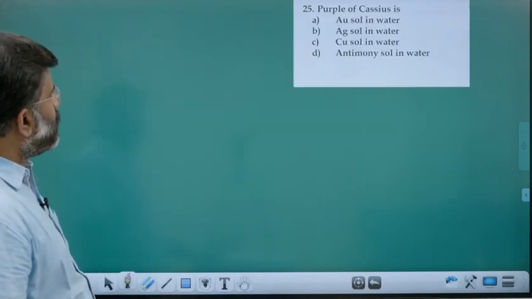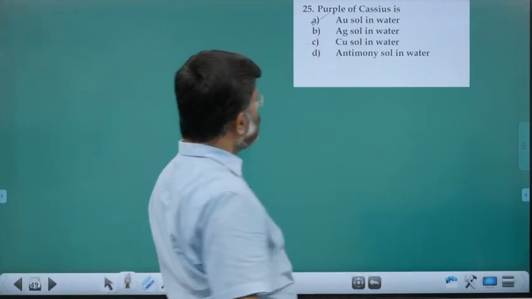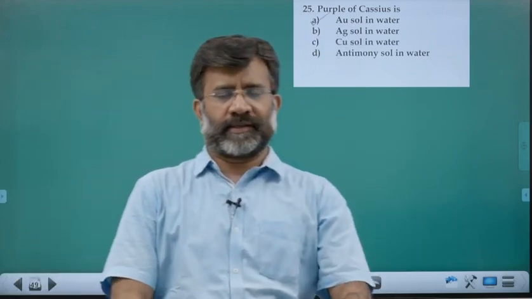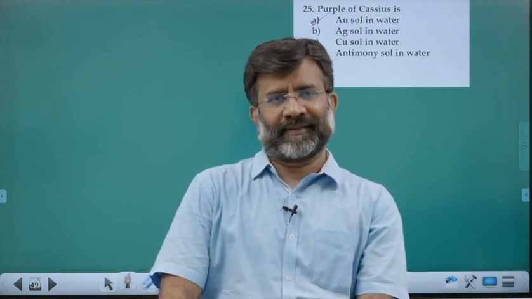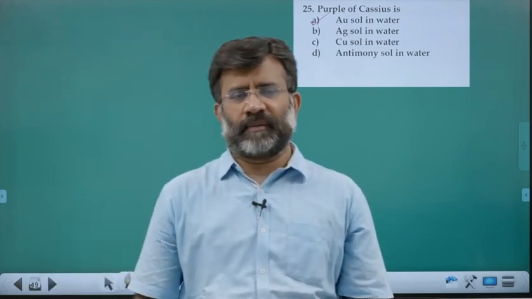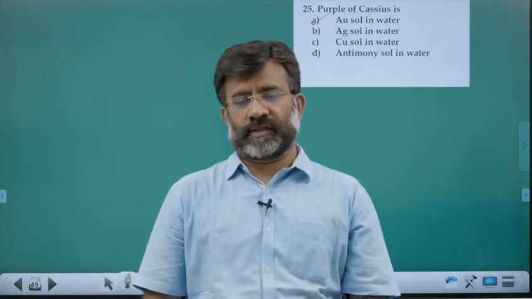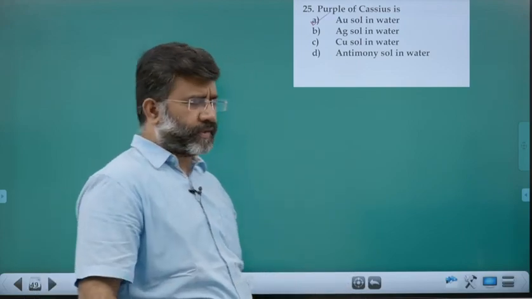Purple of Cassius is a gold sol. Gold sol is called purple of Cassius. Silver sol is called argyrol. So some of the common names, you keep it in mind. Purple of Cassius, that is gold sol, used in many of the medical industries.